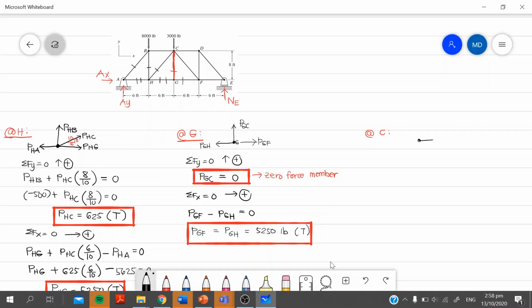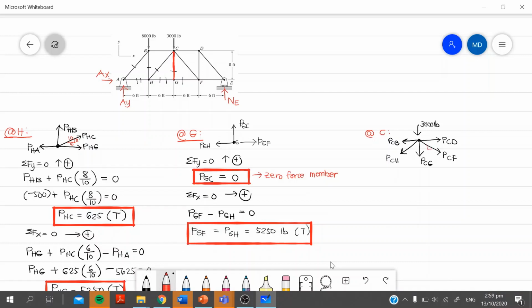So, we have force CD, we have force CG, we have force CF, we have force CH, and then force CB. 1, 2, 3, 4, 5. 5 forces. And then don't forget, there is also a 3,000 pound load at joint C. Okay, so look at the slopes.